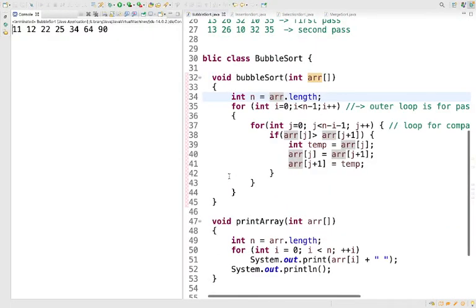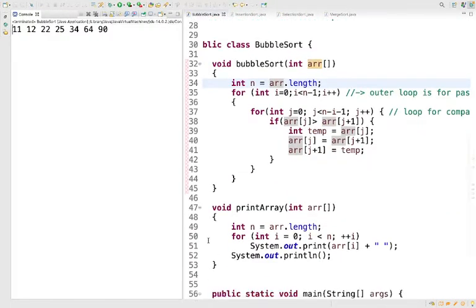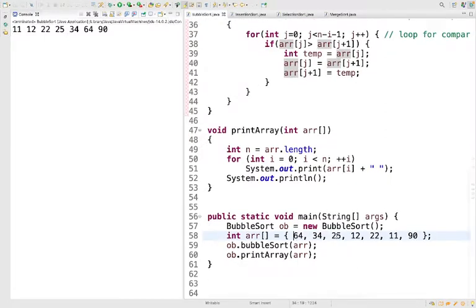Okay. Given an array of 64, 34, 25, 12, 22, 11 and 90, here we have seen that 90 is fixed at the first iteration, but the focus remains on the rest of the array: 64, 34, 25, 12, 22, 11. So based on that, it is showing correct.